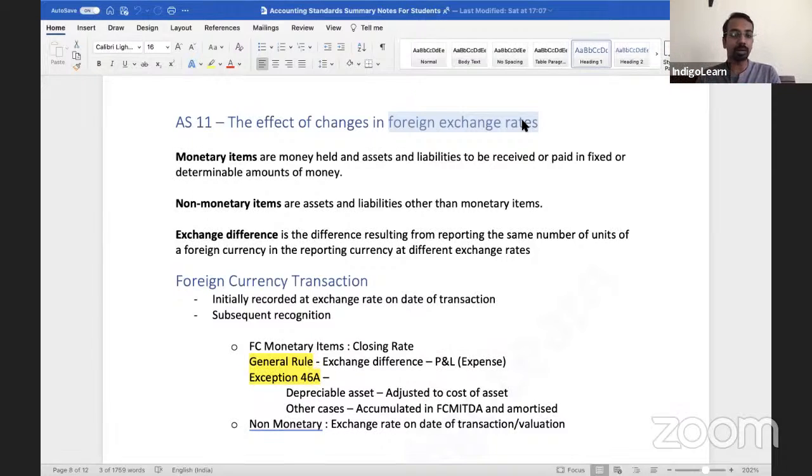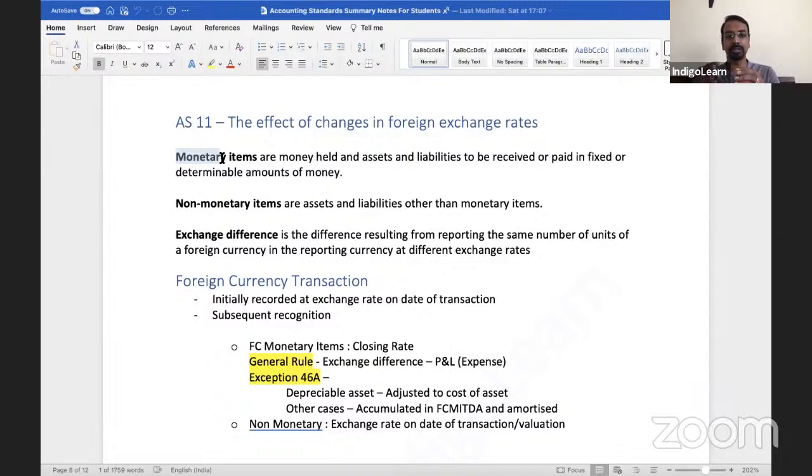Now, before moving on to the accounting aspect, we need to understand two critical terms, which are monetary items and non-monetary items. These are basically classifications of assets and liabilities. What do I mean by monetary item? Something which is fixed in money terms, meaning you can tell for sure what amount of money you would be realizing if you sell off that asset, or the money that you need to pay to settle a liability.